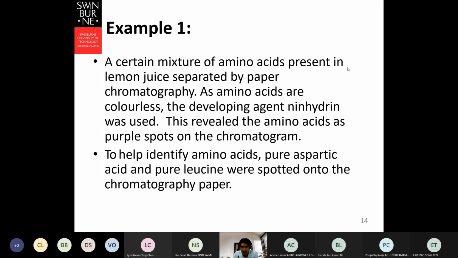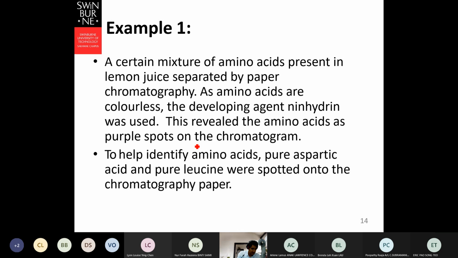Now, for example, a certain mixture of amino acids present in lemon juice was separated by paper chromatography. As amino acids are colorless, the developing agent ninhydrin was used. This revealed the amino acids as purple spots on the chromatogram. To help identify the amino acids, pure aspartic acid and pure leucine were spotted onto the chromatography paper, right?